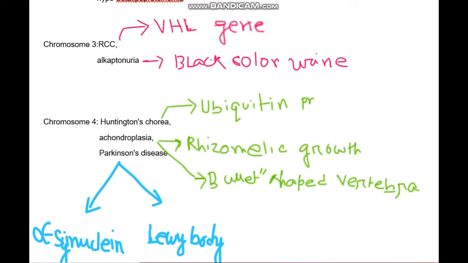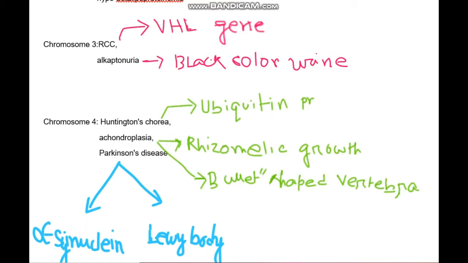For chromosome 4, you have Huntington's chorea. It's a non-functional protein called ubiquitin gene. So ubiquitin is for protein reformation and breakdown processes. In the brain, for Huntington's chorea, the symptoms you can see are sudden jerky movements. And achondroplasia is where you see rhizomelic growth, that is inappropriate growth during childhood. And you see bullet shaped vertebra in achondroplasia.